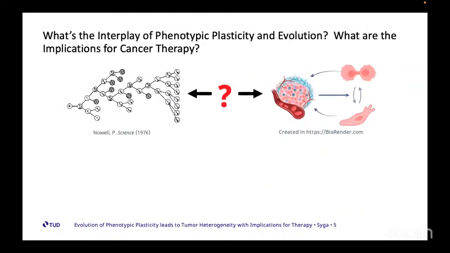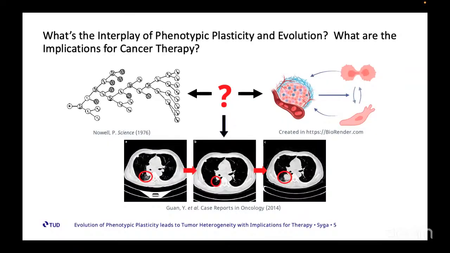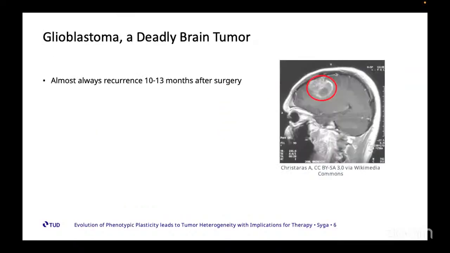So the big question that really interests me is how can we marry these two concepts of classical evolution and phenotypic plasticity, and what does it mean for the clinic? For example, here you have recurrence in non-small cell lung cancer after targeted therapy. And the tumor I want to look at today is glioblastoma. You are already experts on glioblastoma after Kristen's presentation, so I will run quickly through it. Basically, it's a very deadly brain tumor that after treatment almost always sees a recurrence in roughly a year.